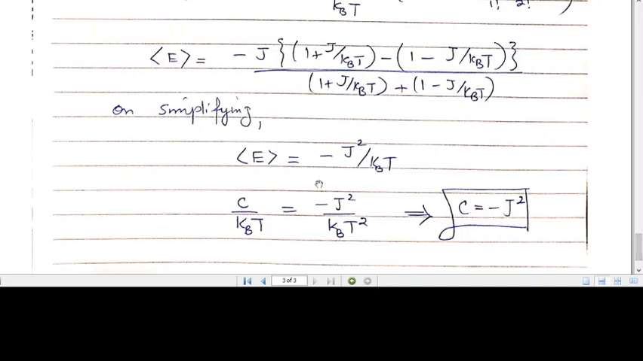So that's it for today's lecture. You can see that these are very simple problems which belong to the Ising model. Thank you.